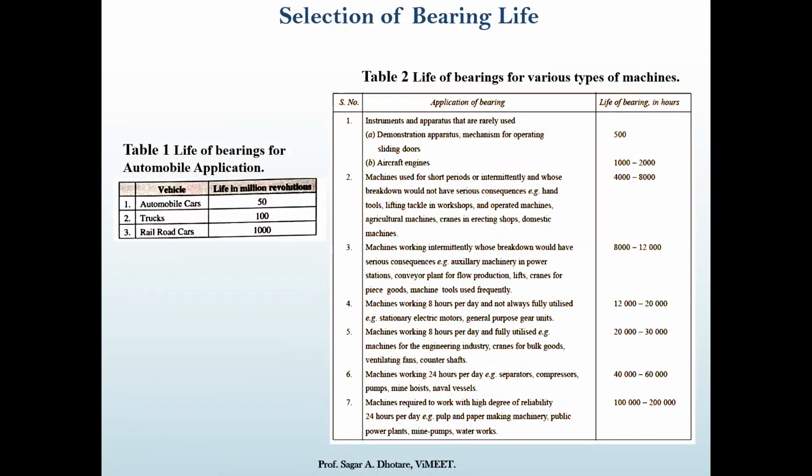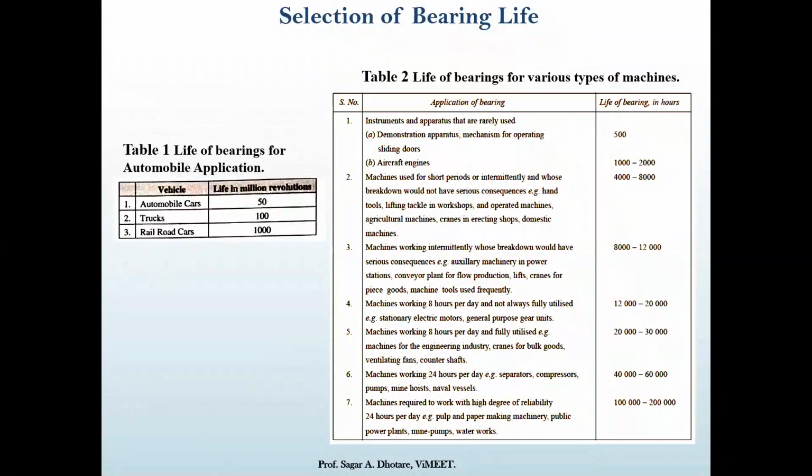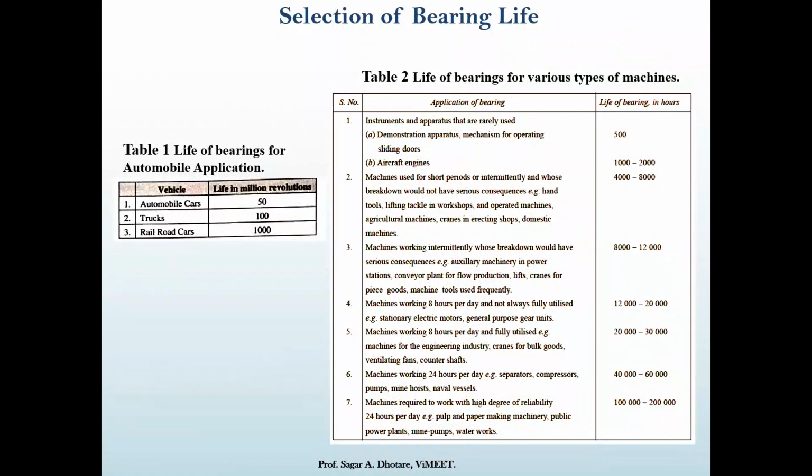So we have two different tables. One is for automobile application. In that, when we consider any automobile car, the bearing life is up to 50 million revolutions. When you consider trucks, it is 100 million revolutions, and railway rolling cars are considered as 1000 million revolutions.